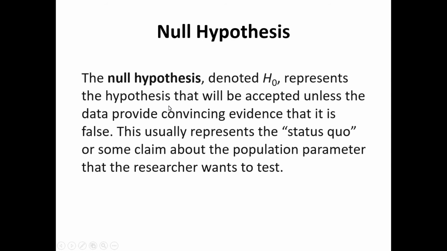So we start by creating a null hypothesis. The null hypothesis, denoted H0, represents the hypothesis that will be accepted unless the data provide convincing evidence that it's false. This usually represents the status quo or some claim about the population parameter that the researcher wants to test. If it turns out that we can't statistically disprove something, that doesn't mean that the null hypothesis is true. Statistical process can only disprove things and support an alternative hypothesis. If we're unable to disprove the null hypothesis, here it says that it's going to be accepted, but it's not really accepted. It's just kind of set aside and said, all right, we weren't able to disprove that. Statistically, we can only prove stuff by disproving.